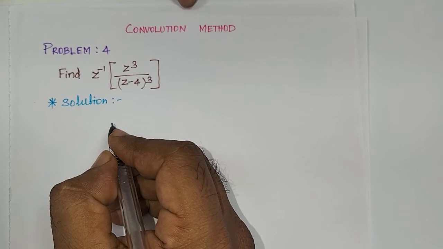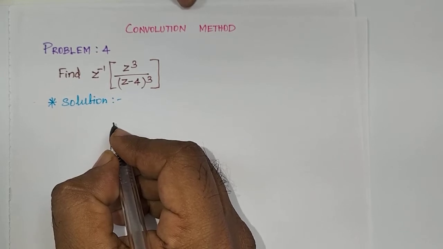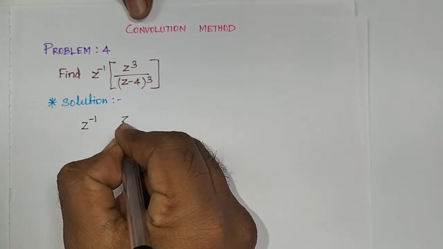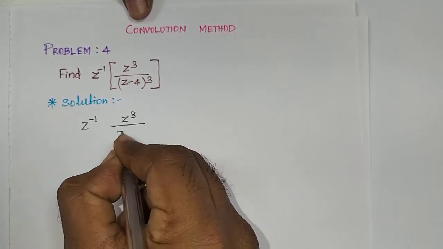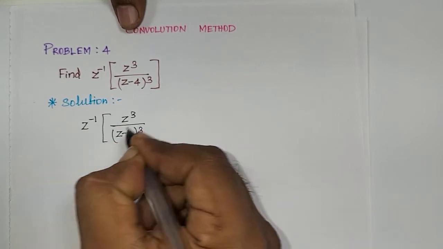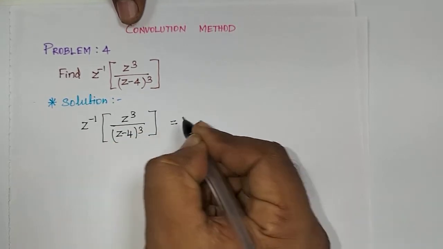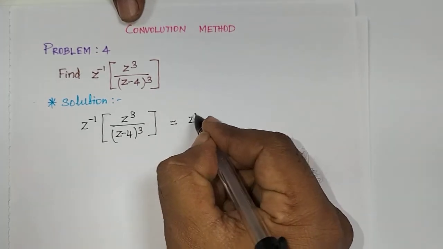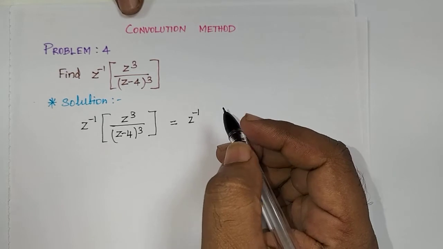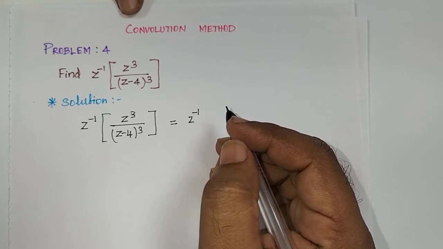Today we are going to see problem number 4 in the convolution method. Z inverse of z cube divided by z minus 4 whole cube. Already you know that in the convolution method we should separate the term, then only we can apply the formula. Here you will have z cube divided by z minus 4 whole cube.